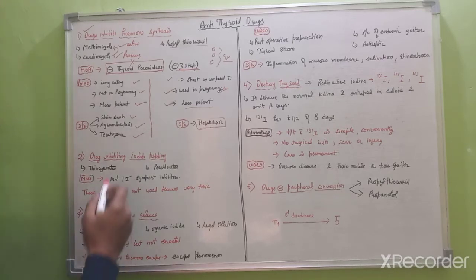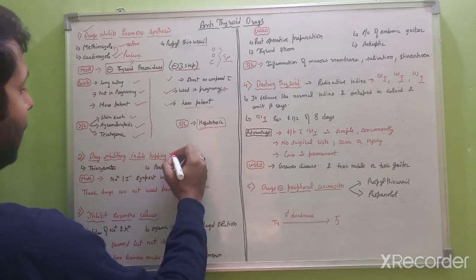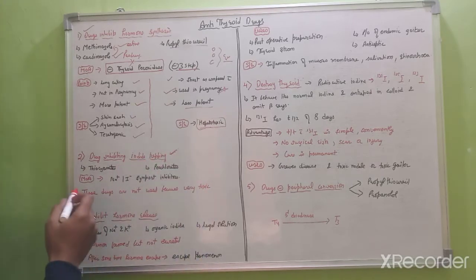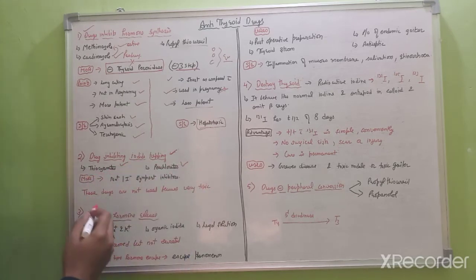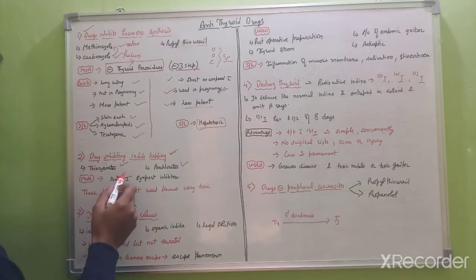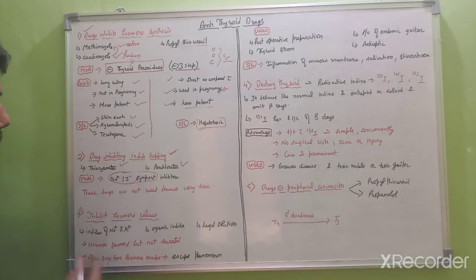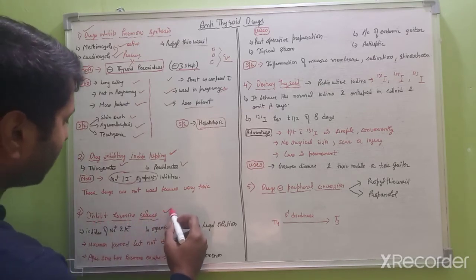Now the second category is drugs inhibiting iodide trapping. In this category the drugs are thiocyanates or perchlorates. The mechanism of action of these drugs is that they inhibit the sodium iodide symporter completely. These drugs are normally not used because they are very toxic. They inhibit iodide trapping completely, so these drugs are not much used.